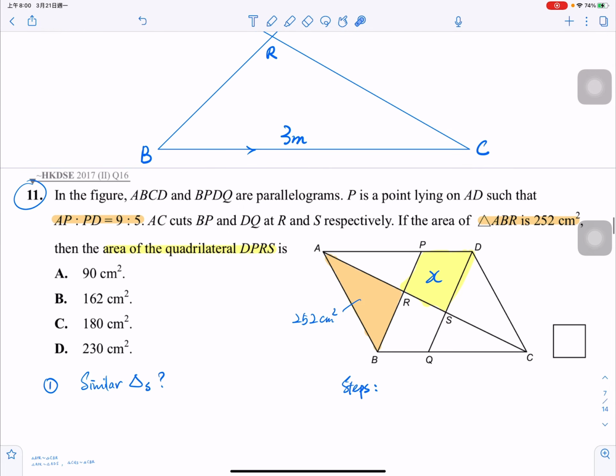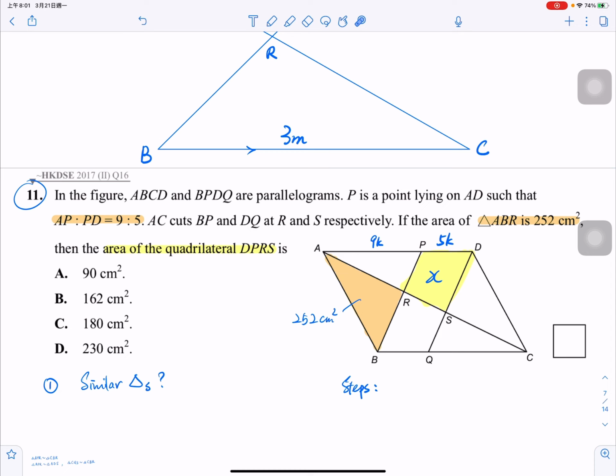I highlight some important information here. AP and PD, this one and this one, is 9 to 5, so maybe you write 9k and then 5k. And this one is 252 cm squared, so I highlight this one. We need to find this quadrilateral, which I make as X. Then how to solve this one?